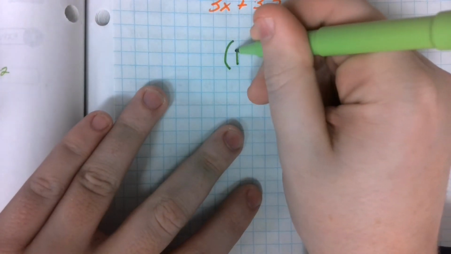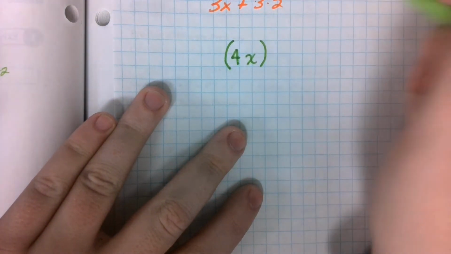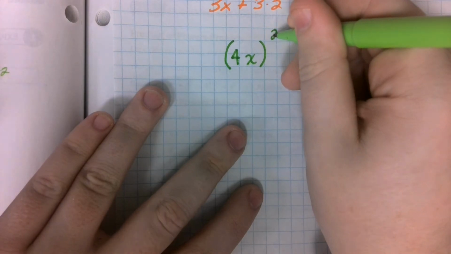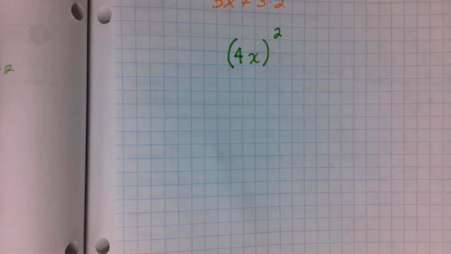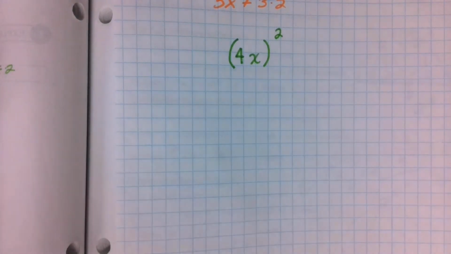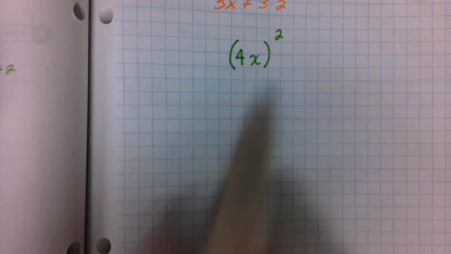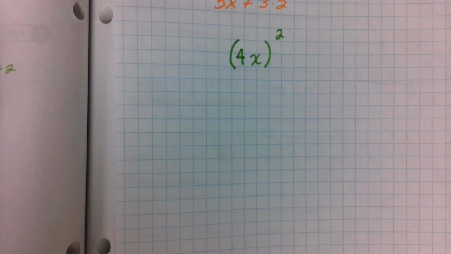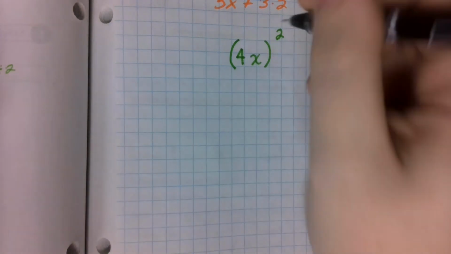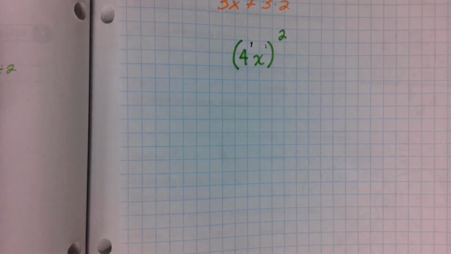Let's say we had 4x inside of parentheses and a square on the outside. Well, normally we know that our rule is we would multiply any exponents. But what exponents do we multiply? Especially if we don't have any in here. Well, we can think about this as being 4 to the first, this being x to the first if you really want to.